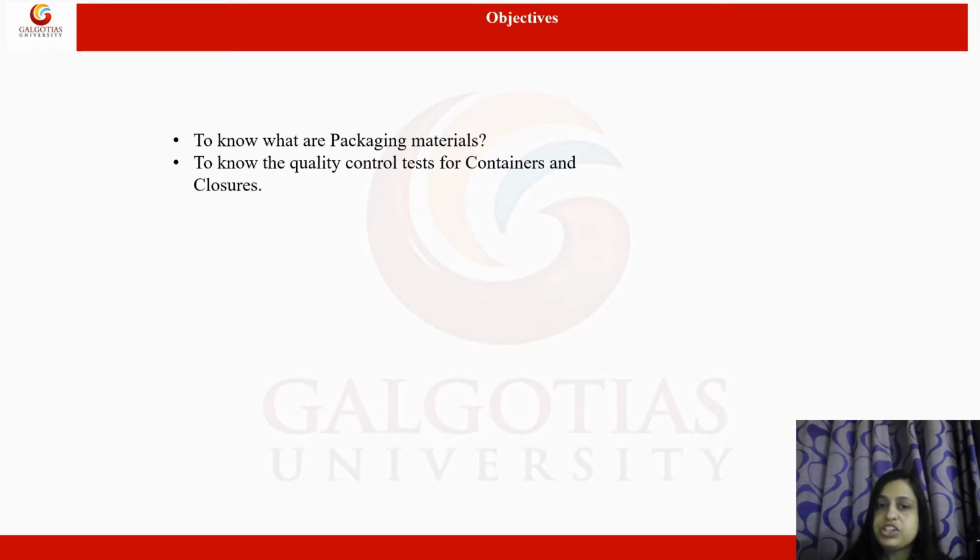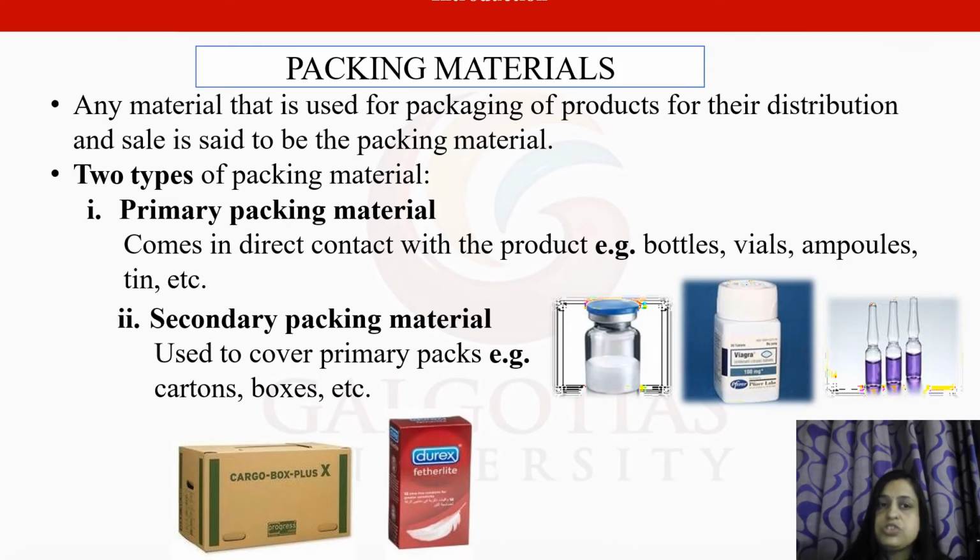What are packaging materials, and what are primary, secondary, and tertiary packaging materials, this we will discuss, and also the quality control tests for containers and closures. So what is packing material? Any material that is used for packing a product for its distribution and sale is said to be packaging material. So there are primary packing material and secondary packing material.